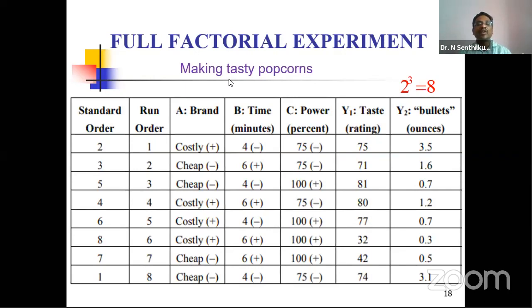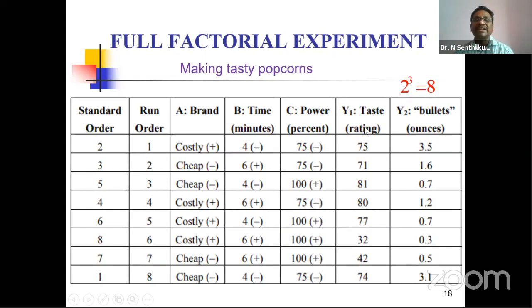So here I'm going to change this. Here you can see the A and B are simultaneously changed. First one is costly and 4, and power is 75. But in the second run order, cheap. So I'm going to change A from costly to cheap and B from 4 to 6. So simultaneous variation is possible with this.